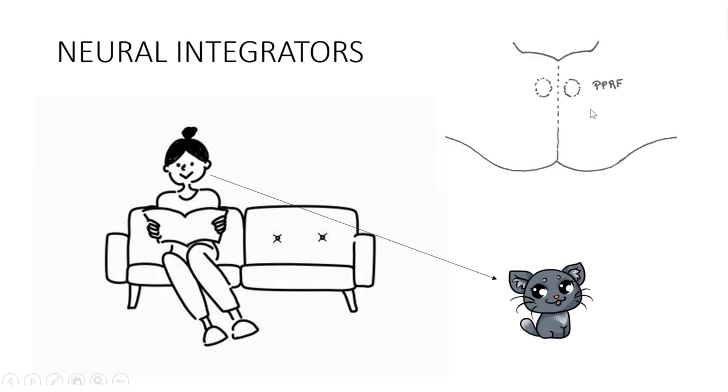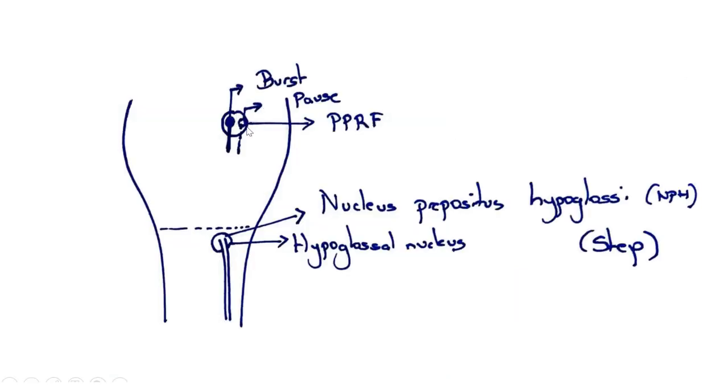So going back to our PPRF, it has been noted that the paramedian pontine reticular formation has two types of neurons, called the burst neurons and the pause neurons. So what basically happens is that when the PPRF is stimulated, the burst neurons will give out an impulse, and this causes movement of the eyes to the same side. Now what the pause neurons do is make sure that the burst neurons don't overdo their work. So it pauses the activity of the burst neurons so that there are no extra saccades. So this is what the pause neurons do.